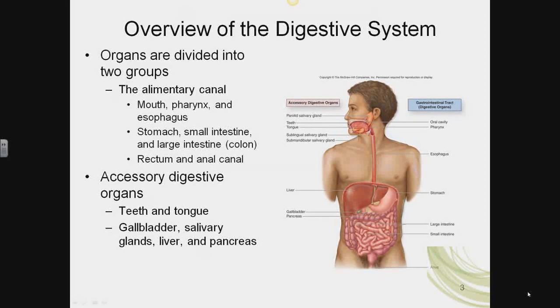Accessory digestive organs are not part of the long GI tube proper, but they often develop as outgrowths from the proper tube and are connected to this GI tract. The accessory digestive organs assist the GI tract in the digestion of material, and these accessory organs include teeth, the tongue, salivary glands, liver, gallbladder, and the pancreas.